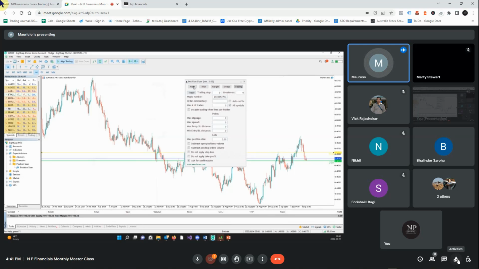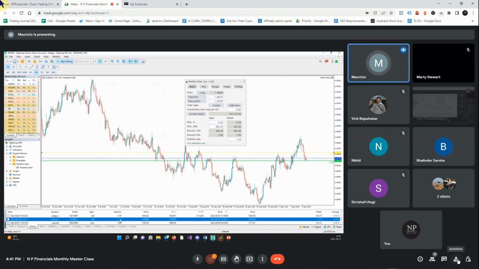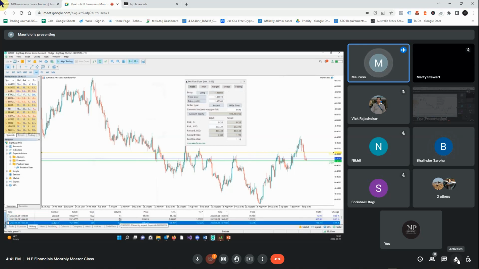So look, overall, I think it's a good tool that I'm using, and I have actually done some testing as well. You can see here that I've actually started using the tool, and it's already putting in the volume amounts depending on my stop loss and my risk as well.